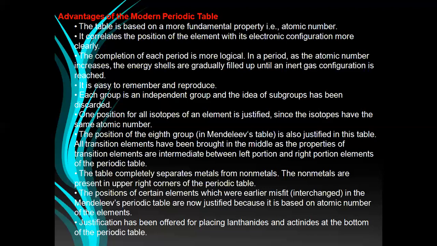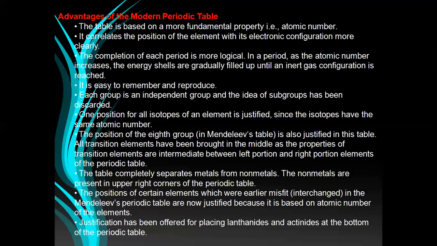This periodic table is completely separate for the metals and non-metals. Already we have seen about groups 3 to 12. These are the transition elements because they are intermediate between the metals and non-metals. So this is called transition elements. So the modern periodic table separates the metals, non-metals and metalloids. So this is one of the advantages of the modern periodic table.